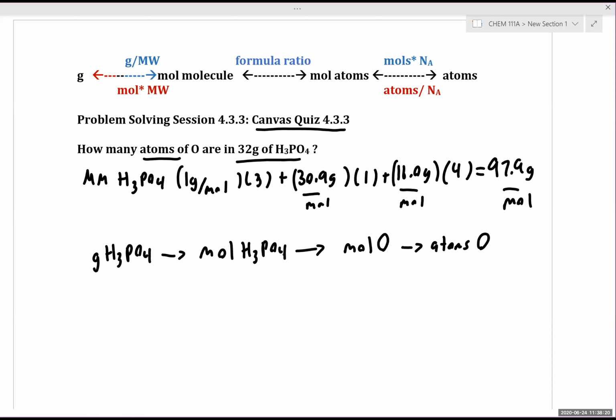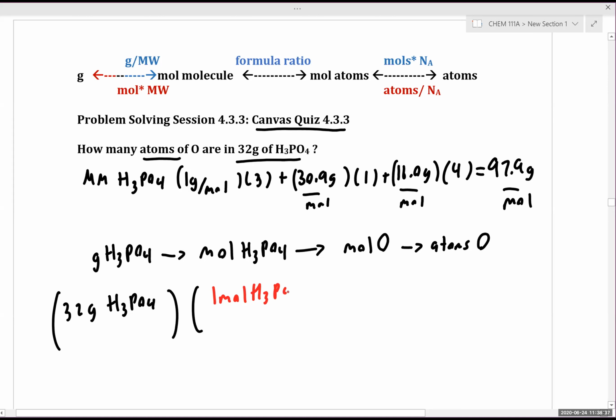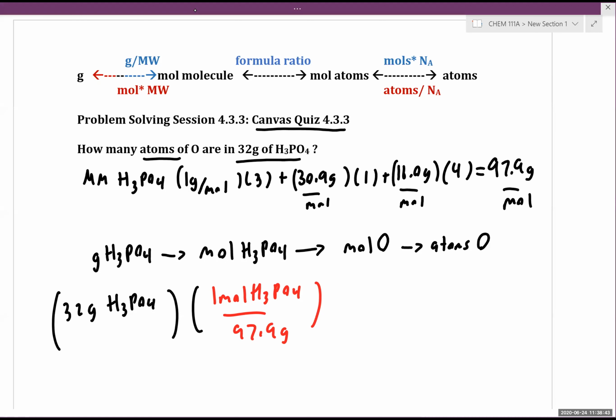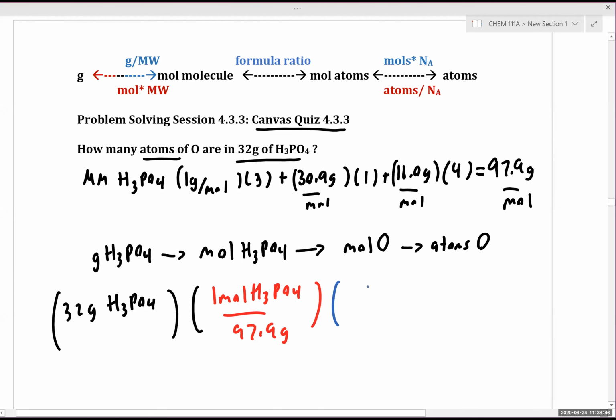So if we have 32 grams of phosphoric acid, let me just fix the 3. There we go. We know first and foremost from our molar mass that in 1 mole of phosphoric acid, we have 97.9 grams. Additionally, we know from looking at our formula, let's try to answer the question, how many moles of oxygen do we have per mole of phosphoric acid?